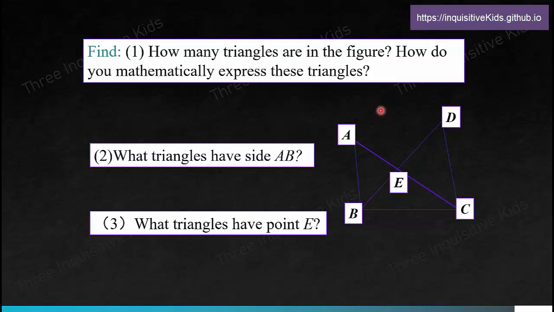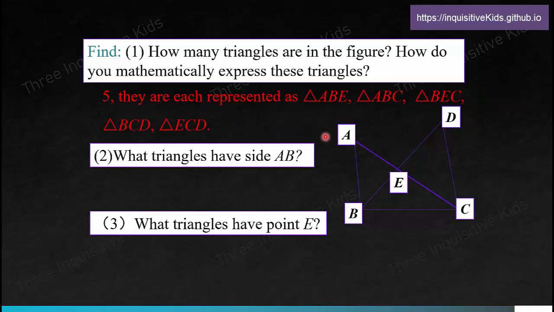Find: how many triangles are in the figure? How do you mathematically express these triangles? First, how many triangles are in the figure? We simply count. Let's start with the smallest triangles. There's this triangle right here. That's 1, 2, 3, and the bigger ones, 4, 5, and there's no more. So 5 triangles, and we just express them.